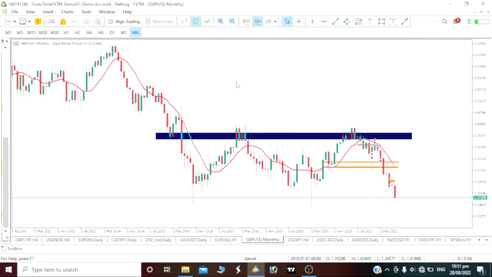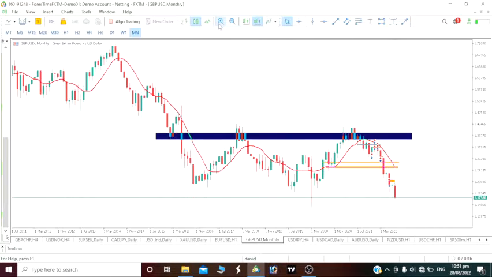So now GBP USD, we will be taking a look at the analysis. We will start from our monthly time frame down to our 1 hour time frame, so make sure you watch it to the end, so we'll actually be able to give you tips on how to actually take this trade.